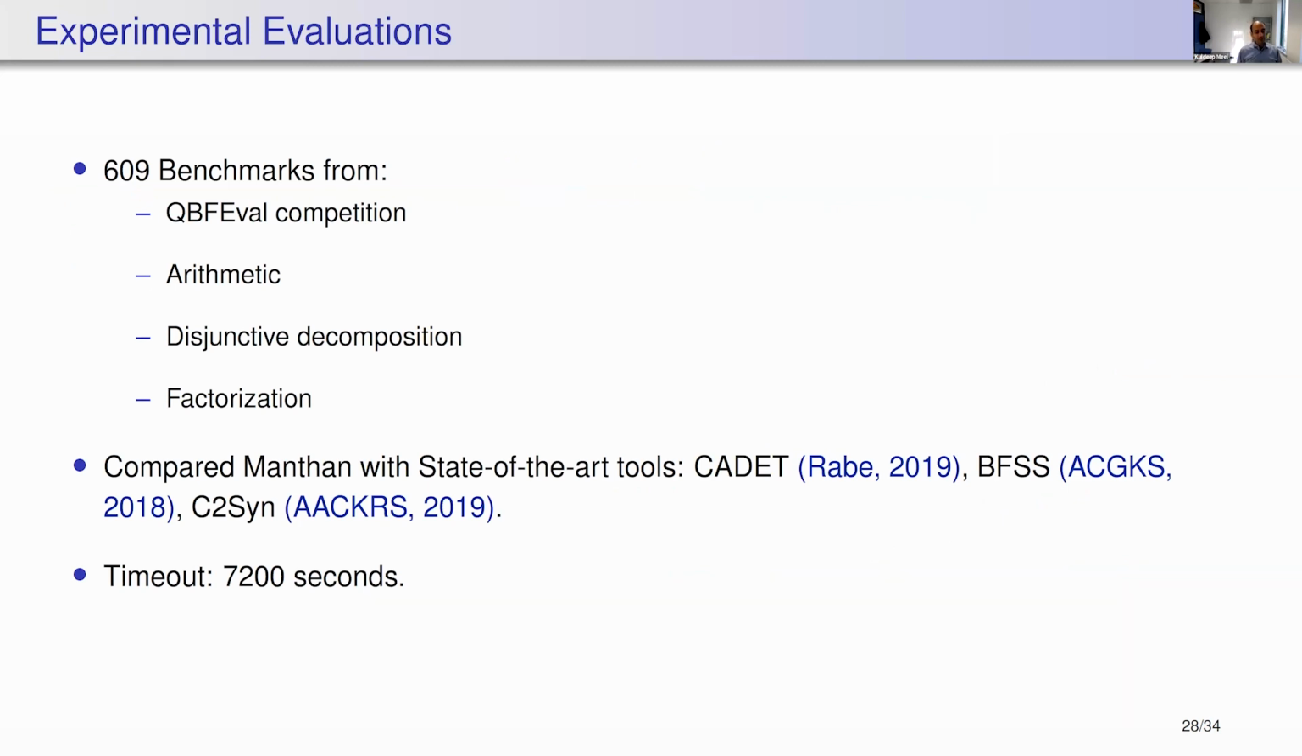Since we have been through this for the last 40 minutes, the natural question is, well, does all of this work? There's, of course, a new approach, but a new approach is only worth it if it works. So let's see. We are relying on the standard set of benchmarks. There are about 600 benchmarks. We compared it with the set of tools that existed when we started working on it. These are tools from very different approaches. Cadet is based on incremental determination, BFSS is based on abstraction refinement, and C2SYN is based on a knowledge representation approach.